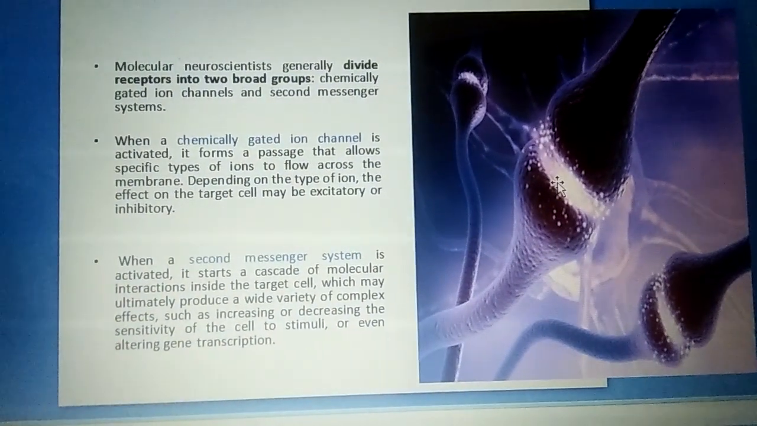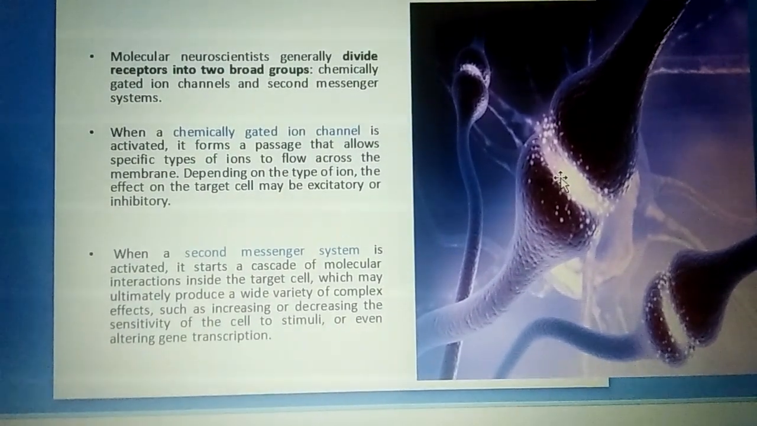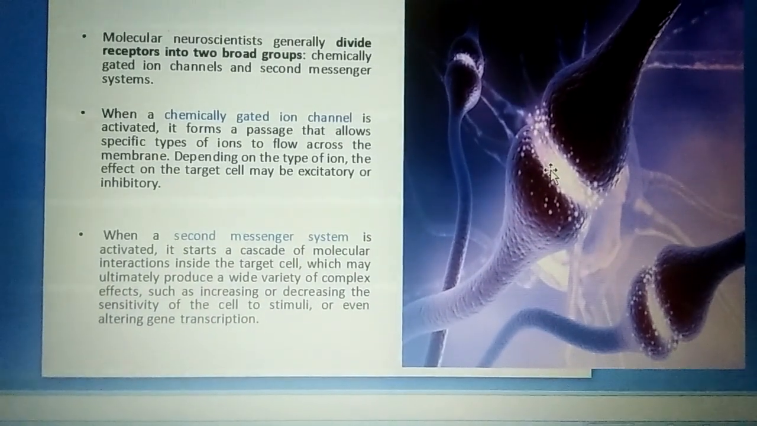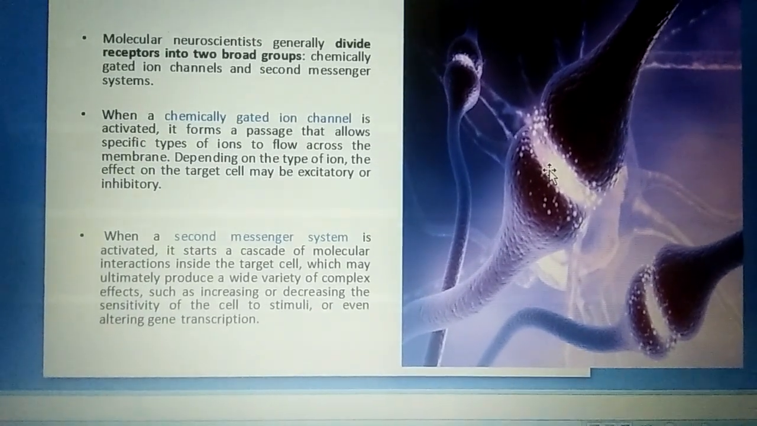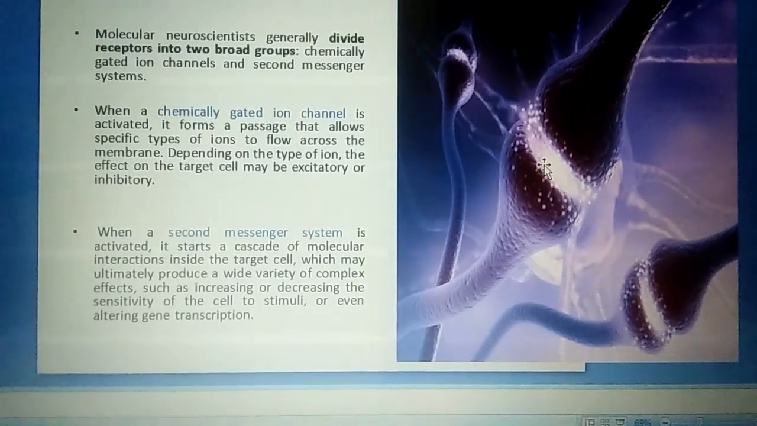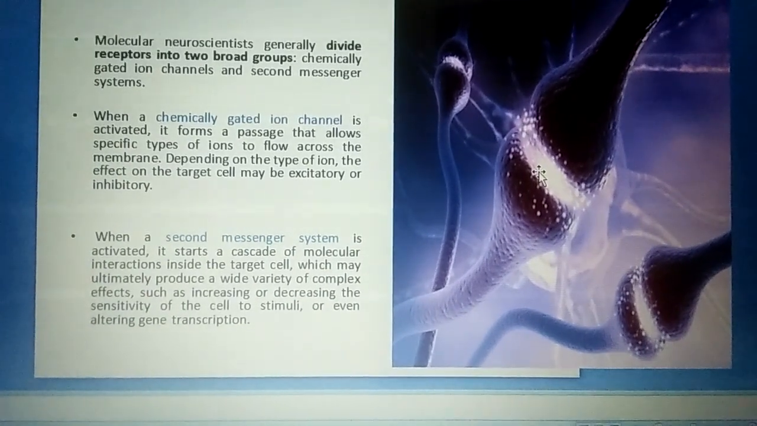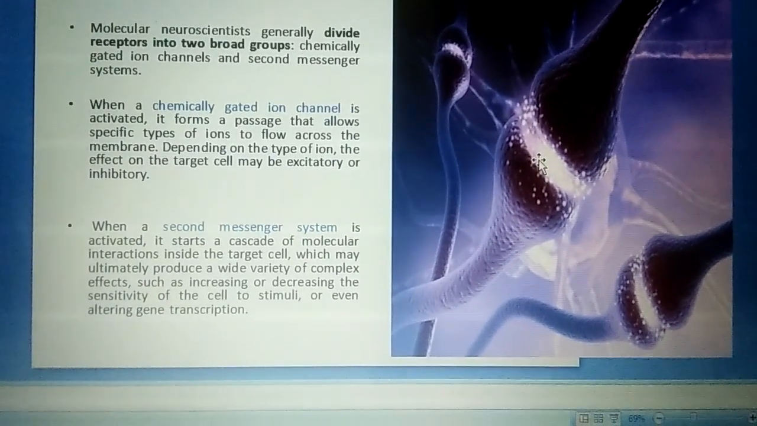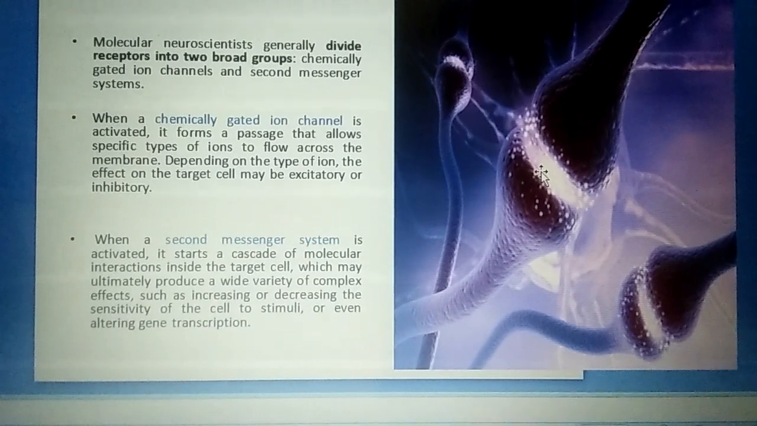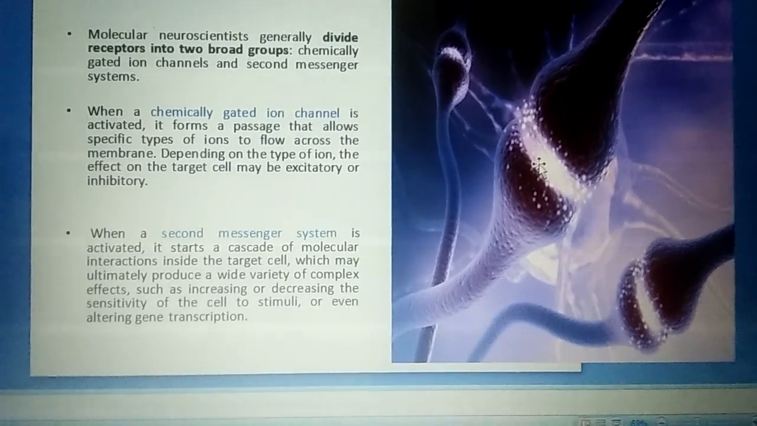Molecular neuroscientists generally divide receptors into two broad groups: chemically gated ion channels and second messenger systems. When a chemically gated ion channel is activated, it forms a passage that allows specific types of ions to flow across the membrane. Depending on the type of ion, the effect on the target cell may be inhibitory or excitatory. When a second messenger system is activated, it starts a cascade of molecular interactions inside the target cell, which may ultimately produce a wide variety of complex effects.